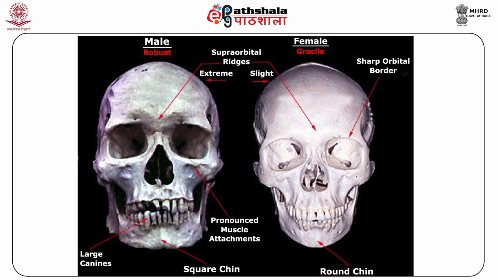The canines of the male skulls are comparatively larger than the female skull. Similarly, another demarcating difference is that the male skull has a squarish chin, whereas the female skull has a roundish chin.